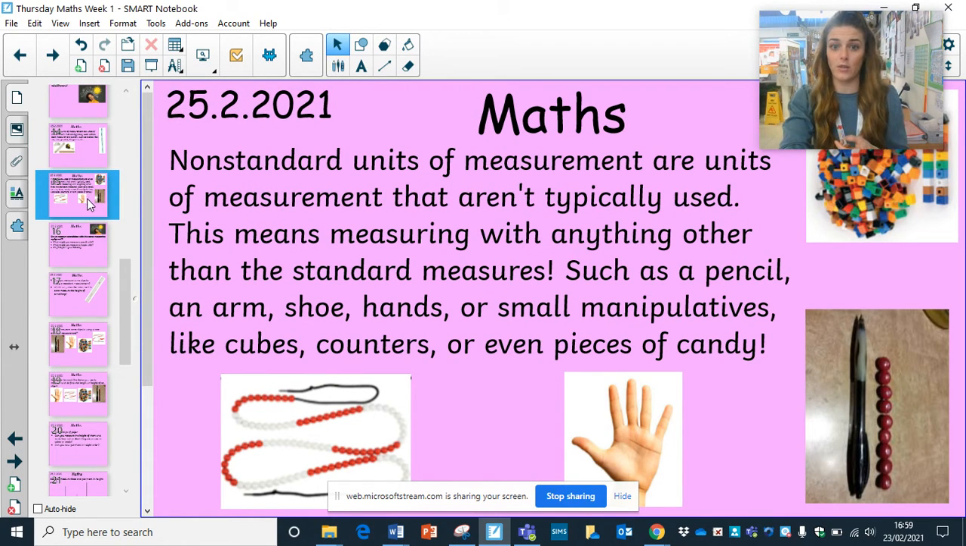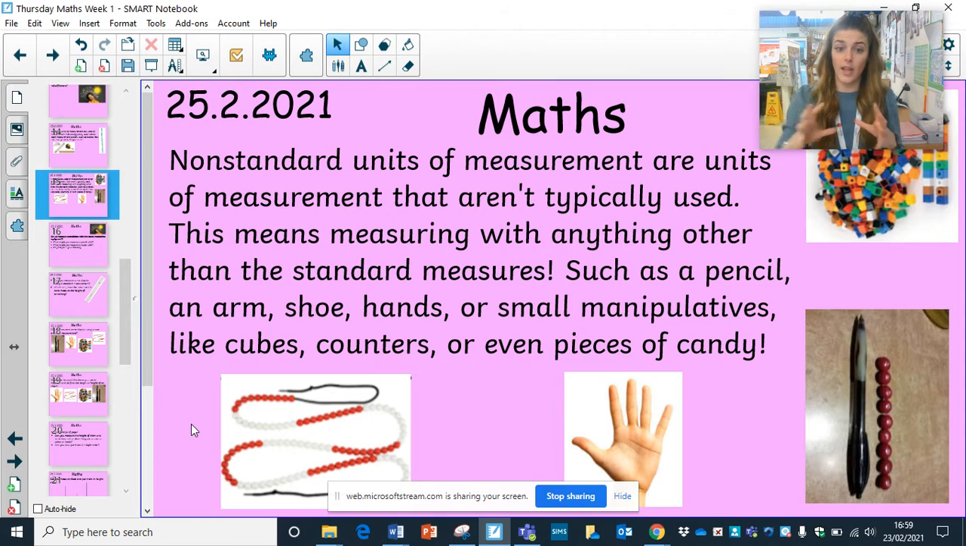So non-standard units of measurement are units of measurement that aren't typically used, so they're not really as well known. This means measuring with anything other than your standard measures. So you might measure with pencils, how many pencils long something is, or how many pencils high. I might measure myself with pencils to see how tall I am, rather than using, say, a meter stick or centimeters. An arm, shoe, hands, and manipulatives, so it could be cubes, counters, or sweets or candy.